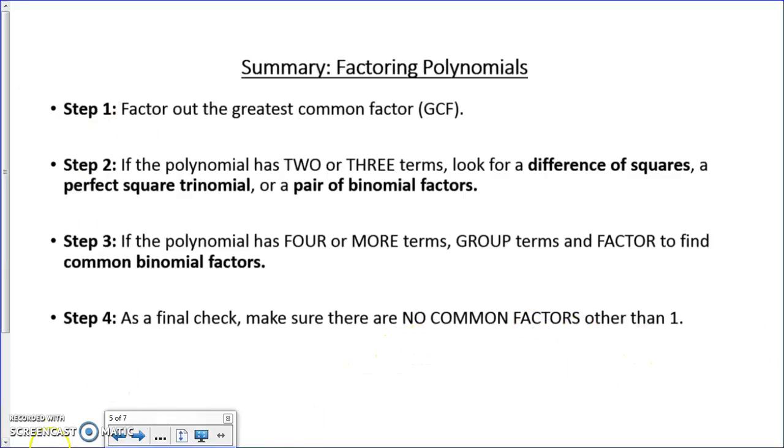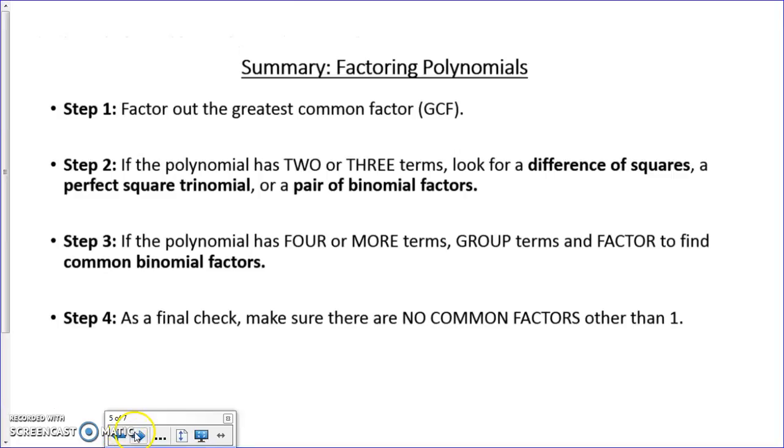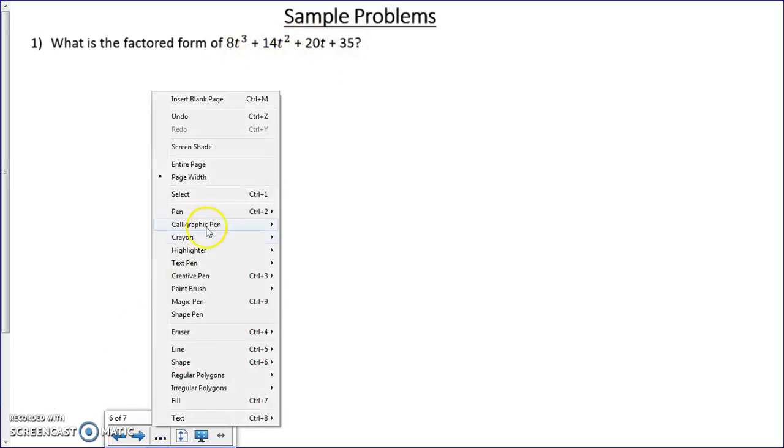So let's use these steps to help us with a couple of problems. Number 1, what is the factored form of 8t cubed plus 14t squared plus 20t plus 35? First step that we're looking at is we're looking for a GCF. Well, I don't see t in every single term, so I know that can't be part of it. I know 20 and 35 have 5 as a common factor, but 5 doesn't go into 14 and 8. So in this case, we don't have a GCF.